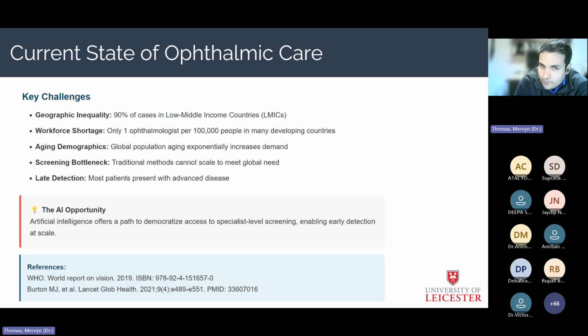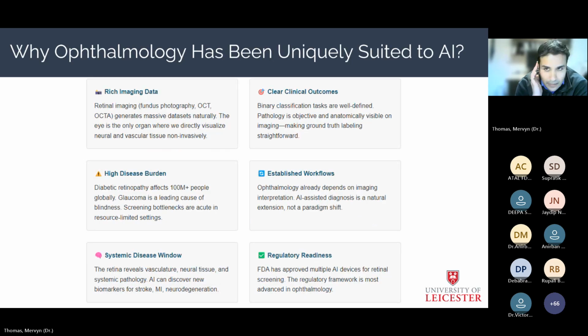Now, what is the opportunity, therefore, from artificial intelligence? It offers this path to potentially democratize access to specialist level screening, and it therefore could enable early detection at scale. And why do you think ophthalmology has been uniquely suited for AI? There are 6 key reasons that, when I was putting this talk together, I was thinking about. And first of all, we generate massive data sets naturally.